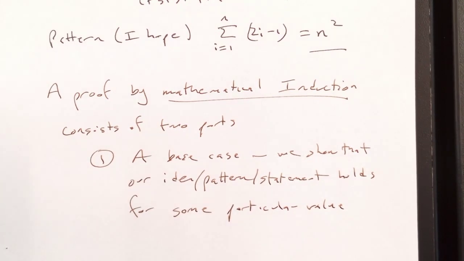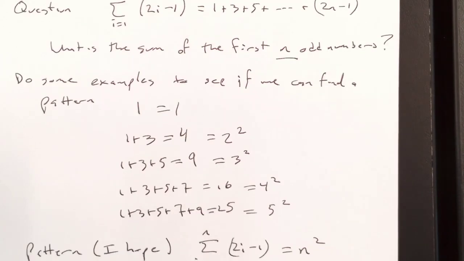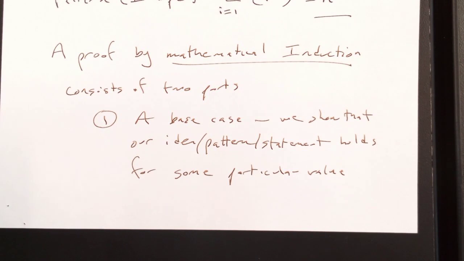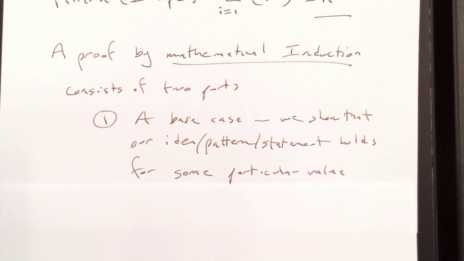The base case is basically pick a number, show your idea works. The goal is to pick as small a number as we can. Well, I already know it works when we pick one, right? So I've already done the base case. Matter of fact, I've done several versions of the base case up here. So I have a base case done. The second part is the inductive case.